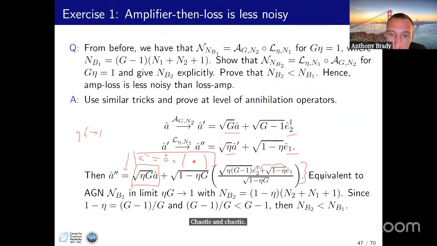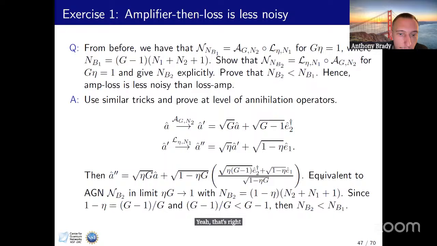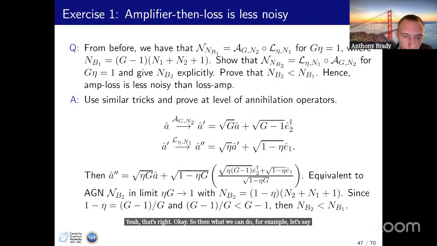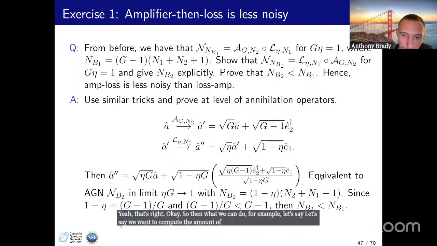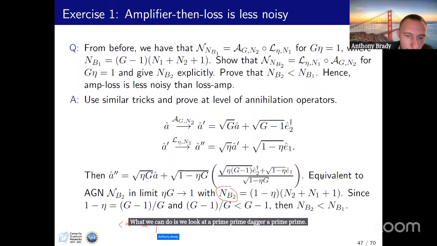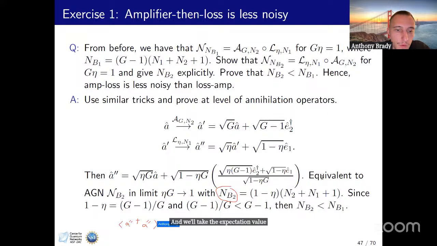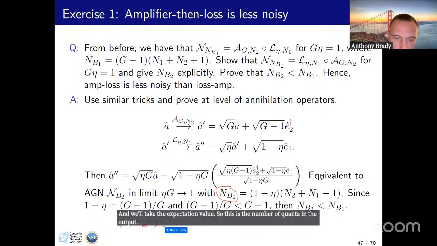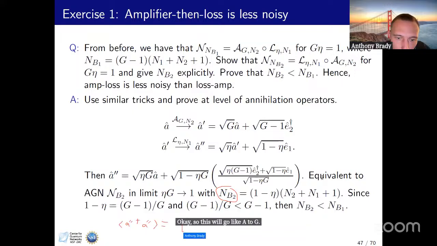So let me look in more detail here. That's right. Okay, so then what we can do, for example, let's say we want to compute the amount of noise that is added to this channel in B2. What we can do is look at A prime prime dagger, A prime prime, and take the expectation value. So this is the number of quanta in the output. This will go like G, A dagger A, plus all these modes are independent, and so the number of quanta just add.